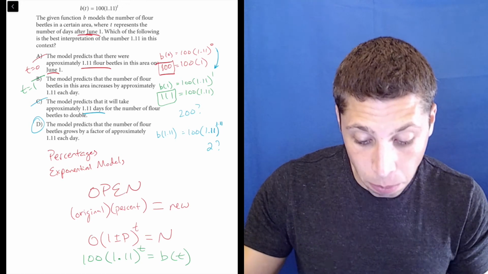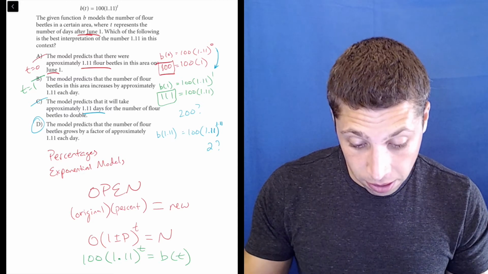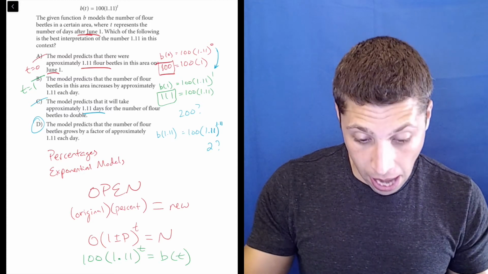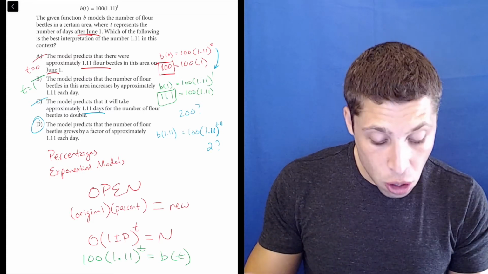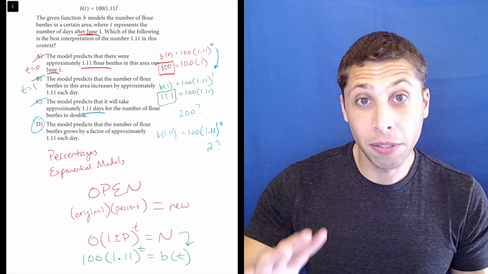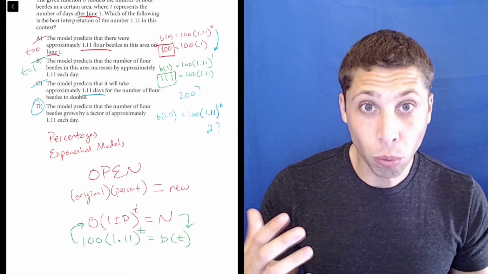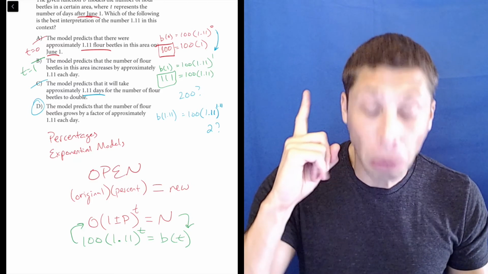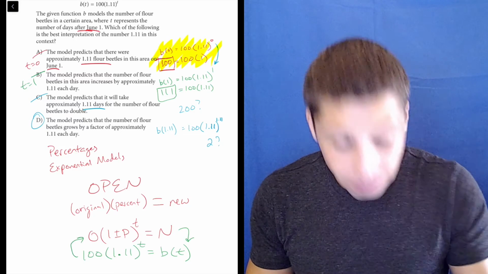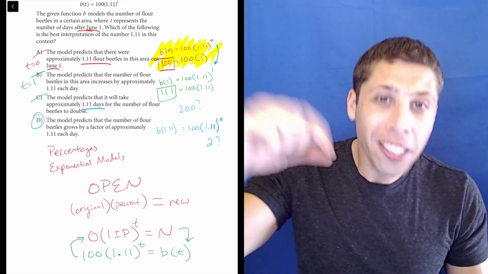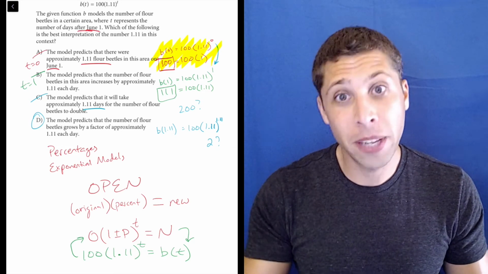B models the number of flower beetles in a certain area where t represents the number of days after June 1st. So t is time. And which of the following is the best interpretation of the 1.11? Well, the b of t is the new number of beetles if we started with 100 beetles. The original number of beetles was 100. And we proved that when we plugged in 0, which represents June 1st, we find that there are 100 beetles.